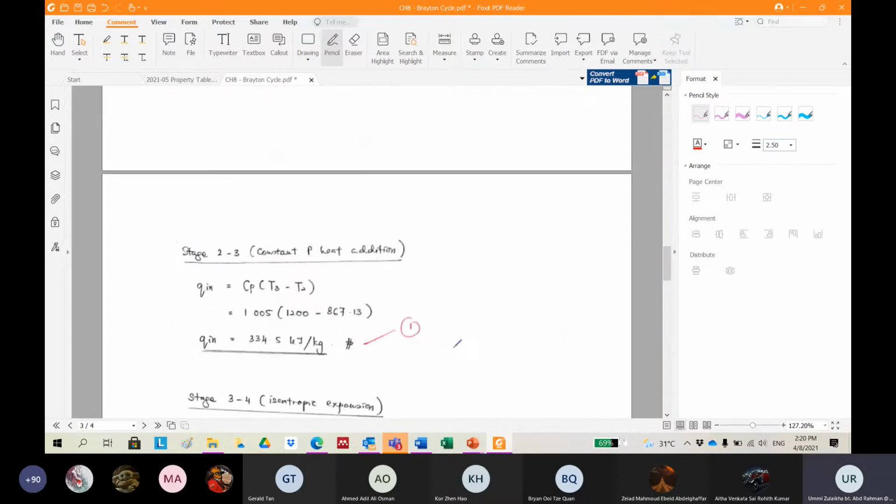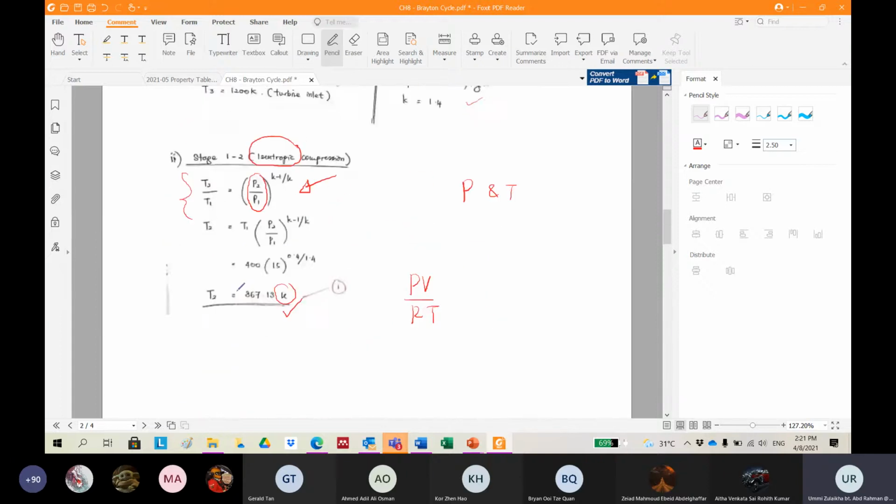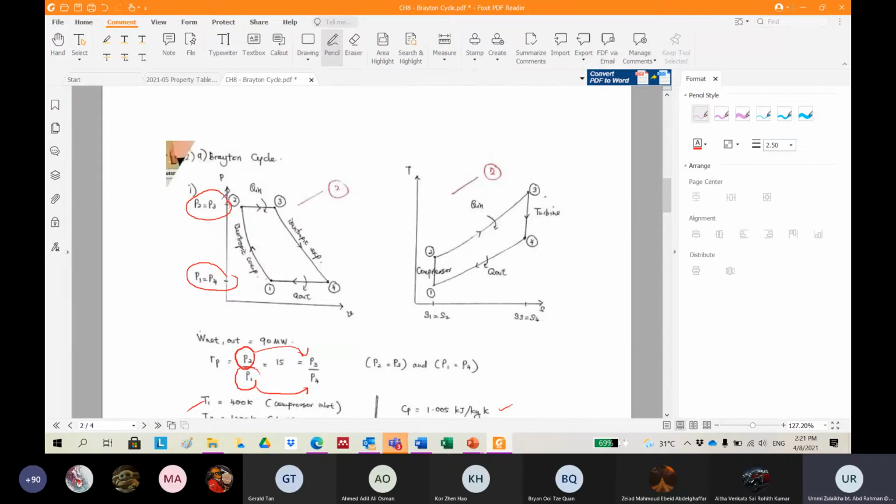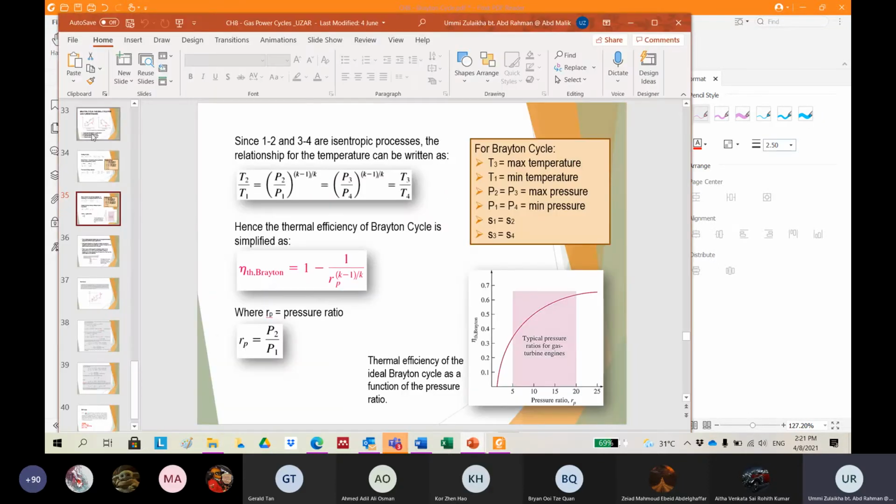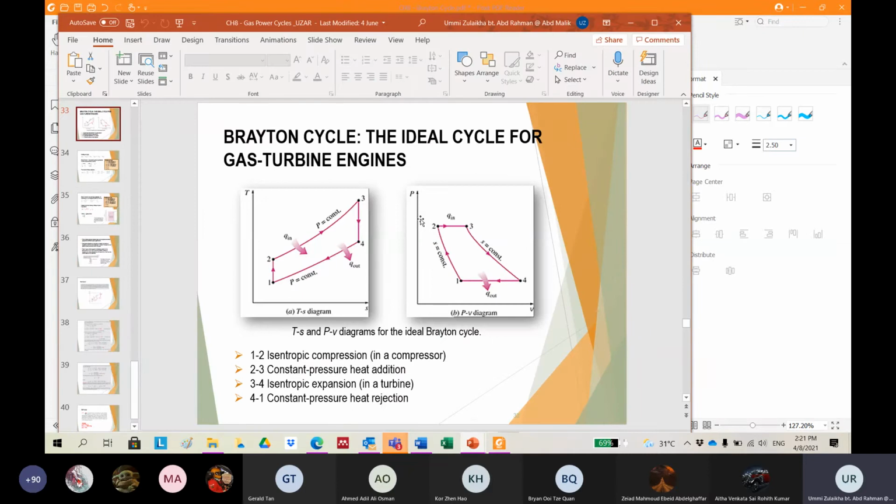Now for stage 2 to 3. This is constant pressure heat addition. For non-isentropic processes, basically you have PV over RT, and also you can use this relationship. Depends on what the process is. For example, over here, you know that Q in occurs here. If you don't know how it looks like, you can always refer to this diagram.